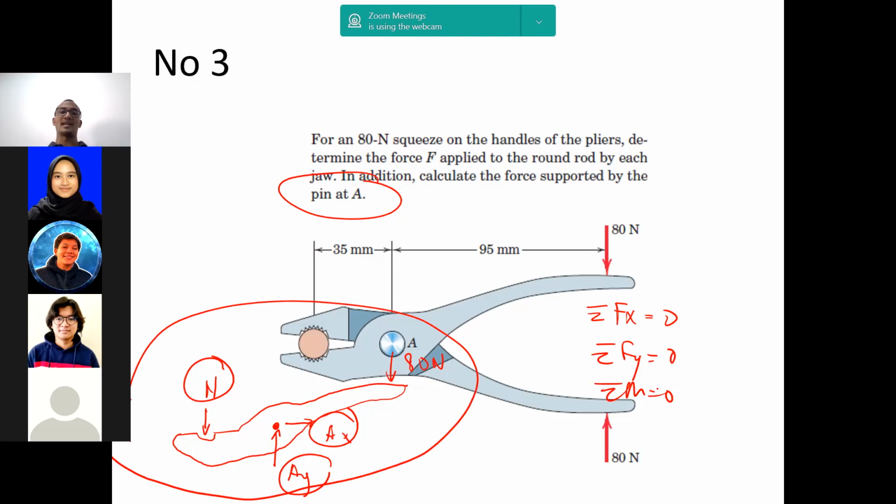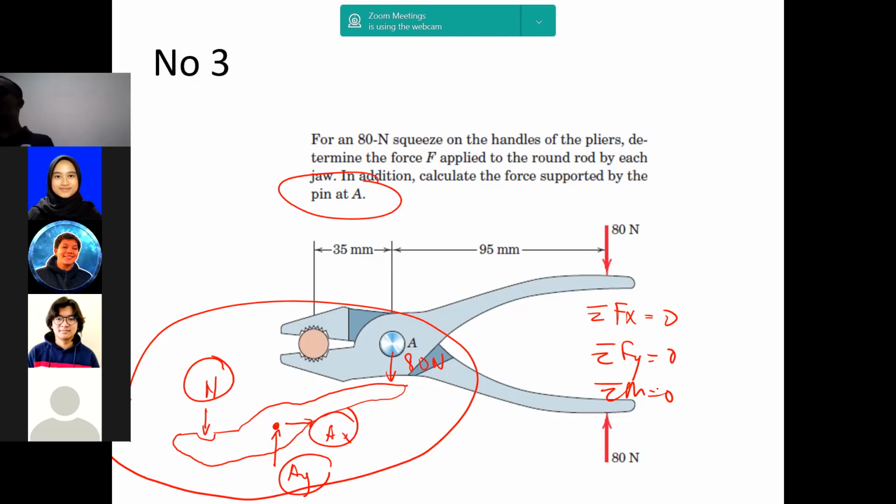Using sigma moment at A, you will be able to get N. Using sigma fx, you will be able to get AX. Using sigma fy, you will get AY. As simple as that. That's number 3. Any question about number 3 before I move to number 4?